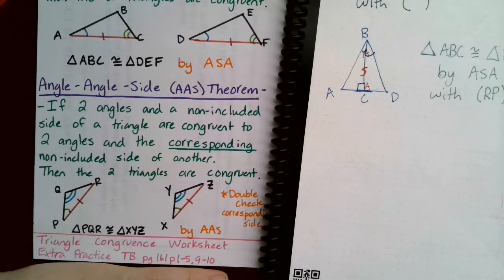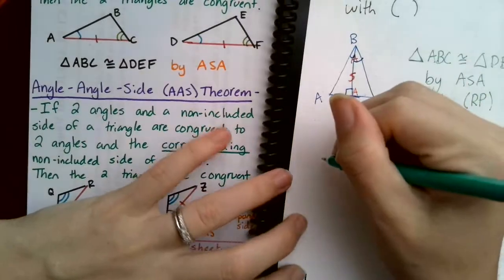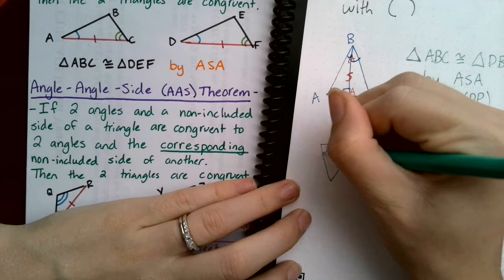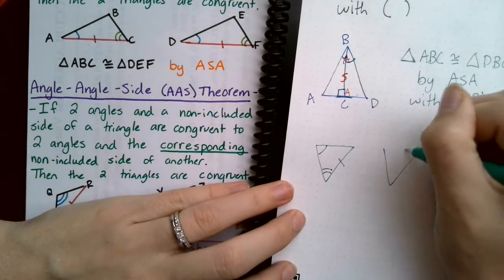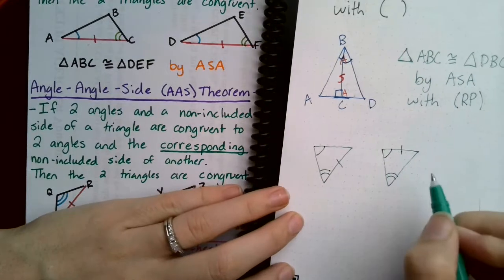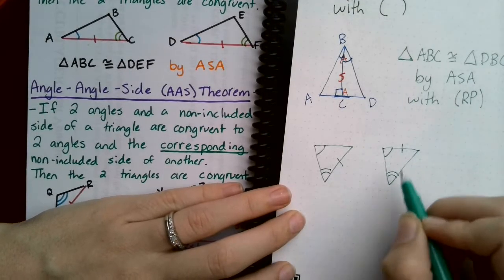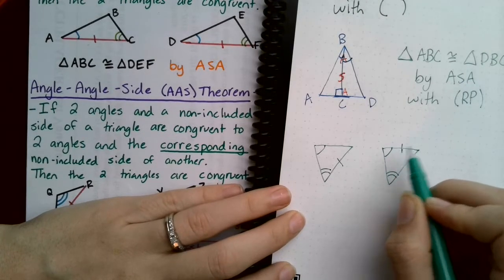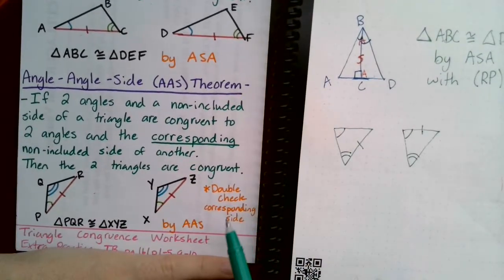And so if we look on here, I'm going to show you guys a non-example. I'm going to do this to the best of my ability, but ignore it if it doesn't look right. So if I have angle, angle, and then side, and then on this other triangle, I have angle, angle, side. Now, notice this side is touching this double arced angle, and this congruent side is touching this single arced angle. These aren't the corresponding sides. So that's why I always say to double check the corresponding side, okay?